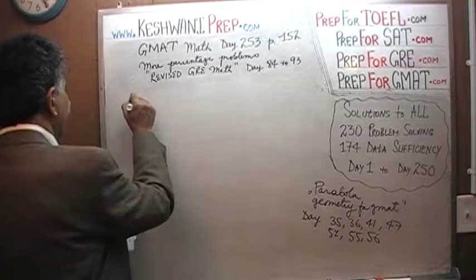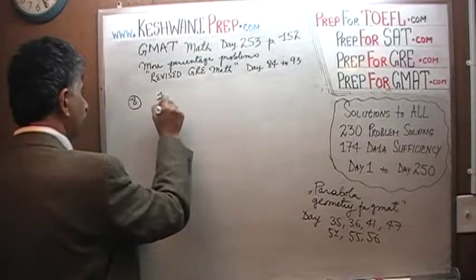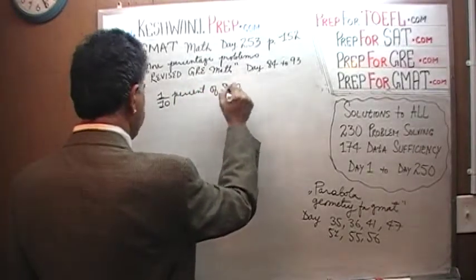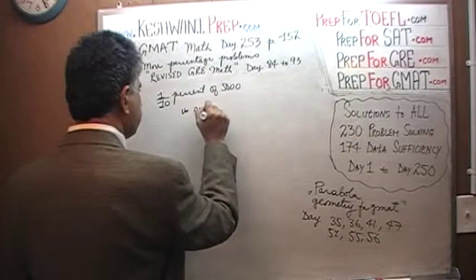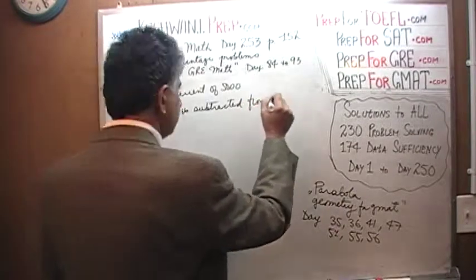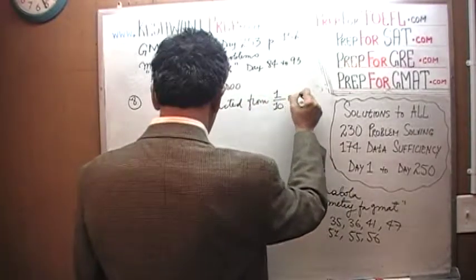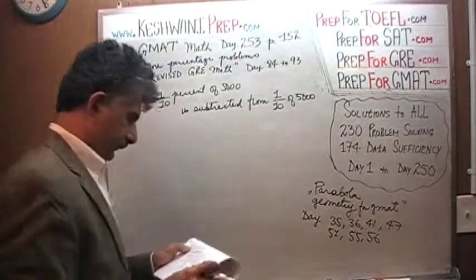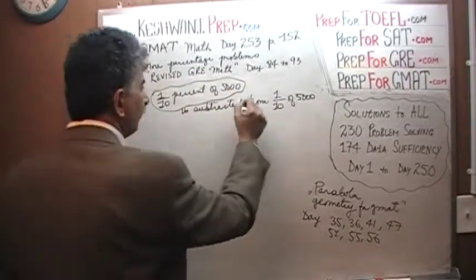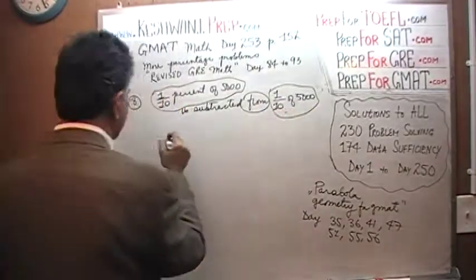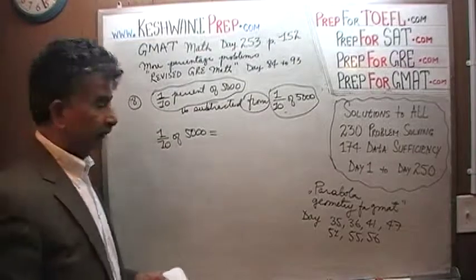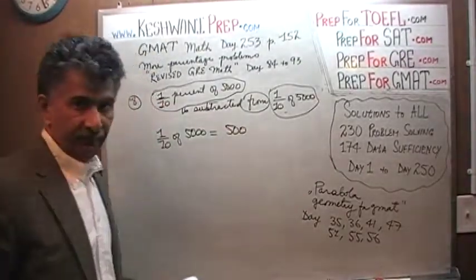Number 8. We are told that 1/10% of 5,000 is subtracted from 1/10 of 5,000. Well, we are subtracting this amount from this amount. So let's find out this amount first. 1/10 of 5,000, of course, is very simple. It's just 500. That was the easy part.